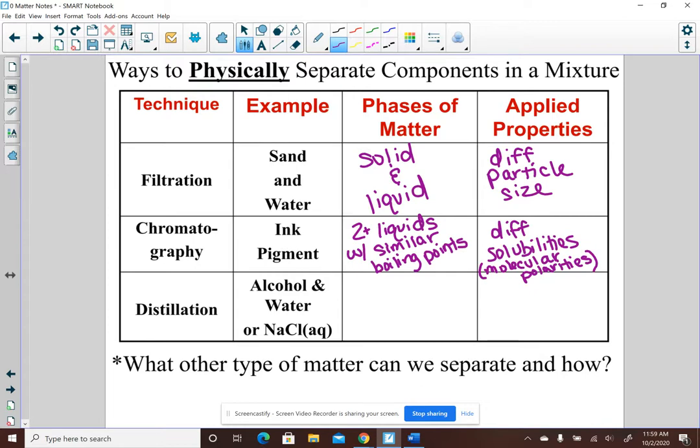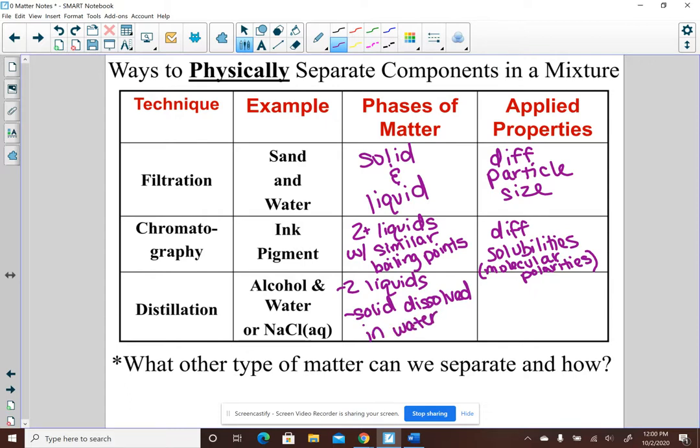All right. Finally, we have distillation. So the examples here are alcohol and water. So again, I have 2 liquids mixed together, or NaCl aqueous. So distillation can work when I have 2 liquids, or it can work when I have a solid that's dissolved in water, because if it's dissolved, filter paper can't separate it.